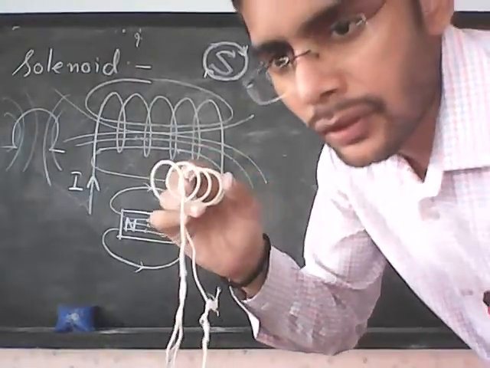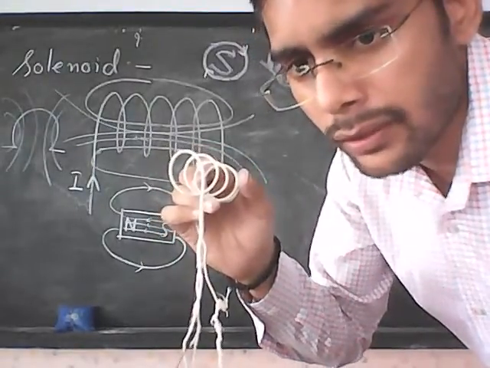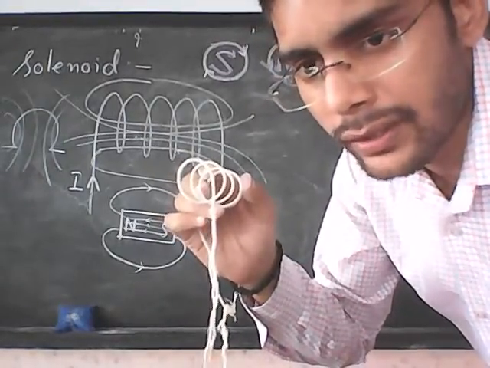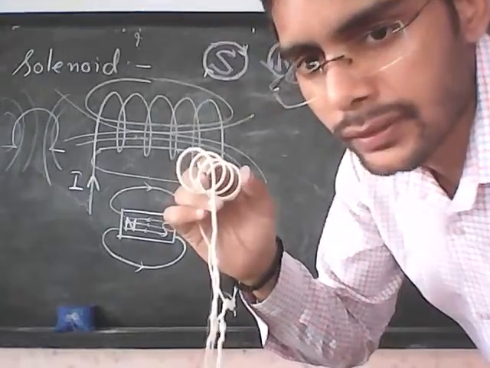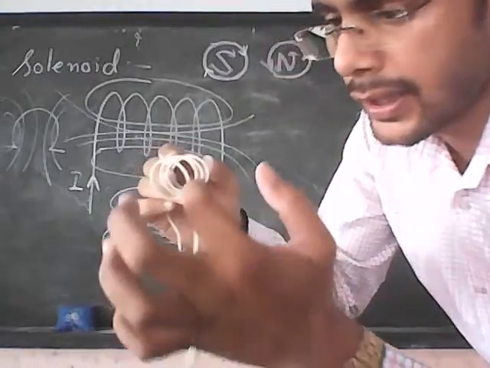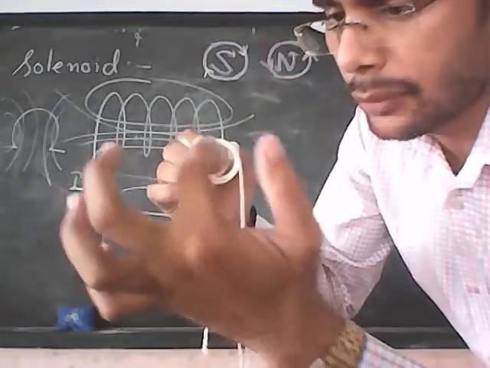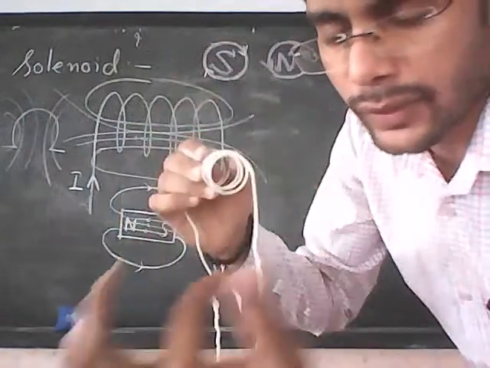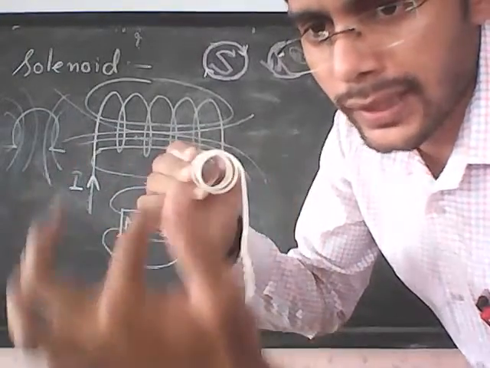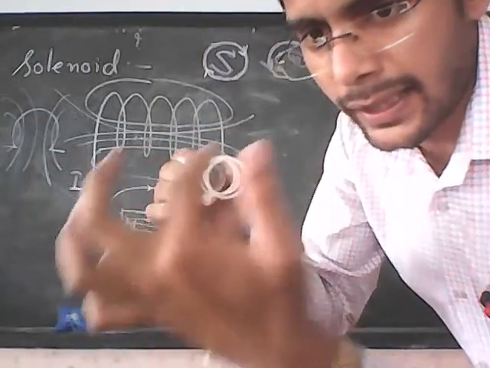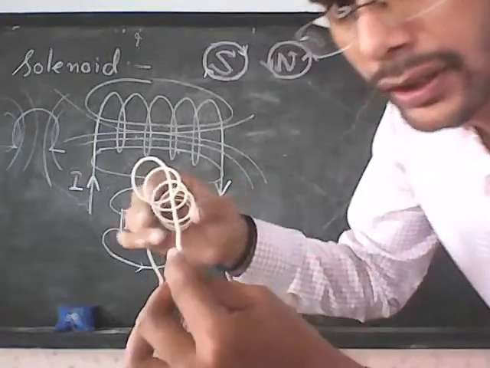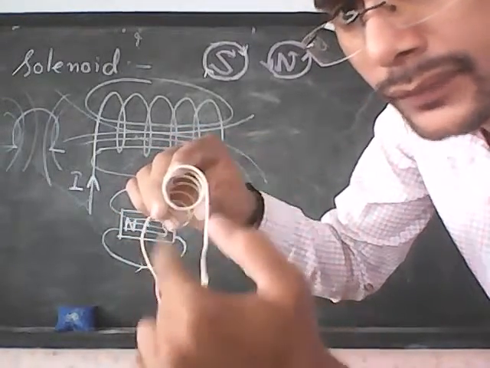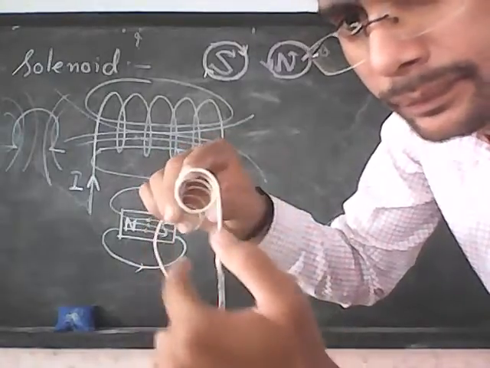Okay, anti-clockwise. Two of you have written clockwise. Shreyas is writing clockwise. See, the current is moving like this, right? So does the clock move like this or like this? So this is anti-clockwise. Yes, it is anti-clockwise. This is not clockwise. You see it clearly. This is anti-clockwise.